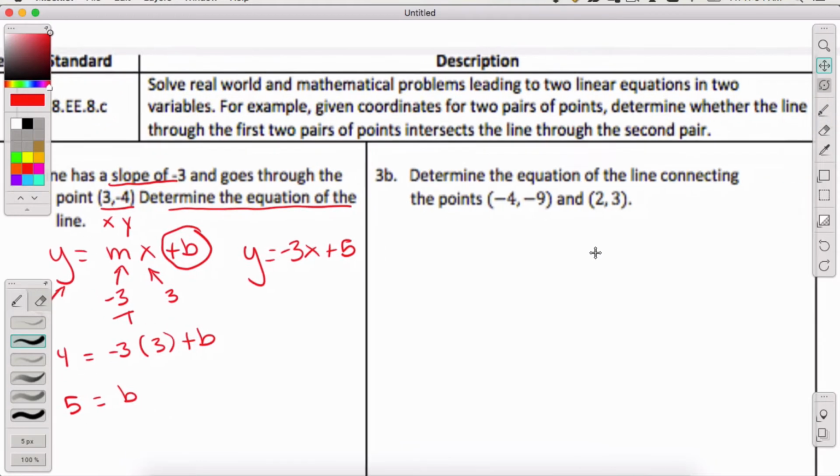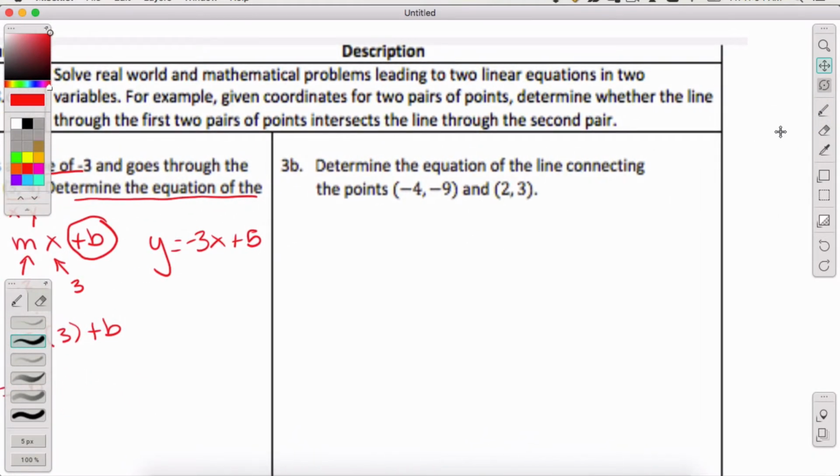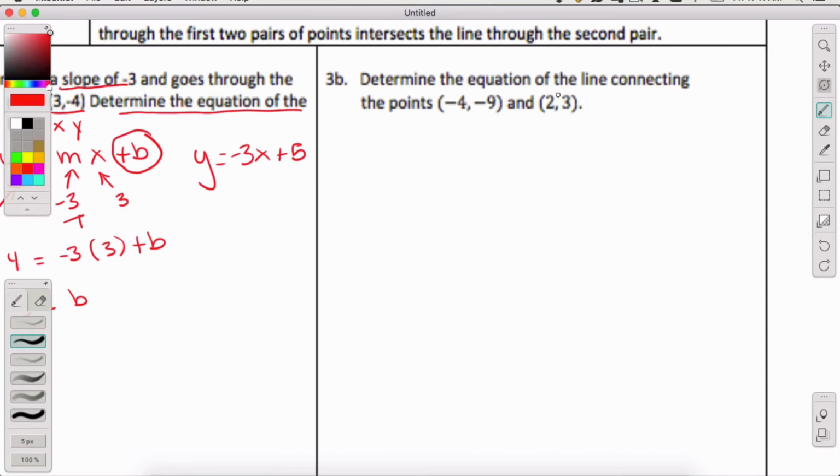All right, moving on to number 2, or 3b, sorry. Determine the equation of a line connecting the points (-4, -9) and (2, 3). Some of us may have (-9, -4) and (3, 2). Please switch those at this time so they look like this. So our first step will be to find the slope, and we're going to use the slope formula of y2 minus y1 over x2 minus x1.